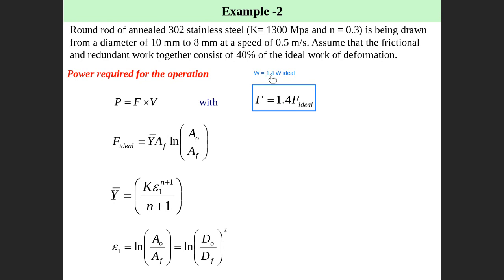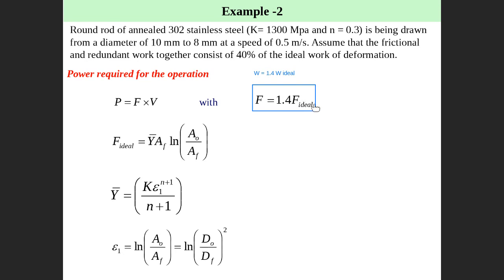Work equals force multiplied by distance. Mechanical work equals force multiplied by distance. The distance is the same, because the deformation is the same as in the ideal case. Then the actual force applied equals the ideal force plus 40% of the ideal force. It means the ideal force and an additional 40% to consider for friction and inhomogeneous deformation, so the total actual force is 1.4 times the ideal force.